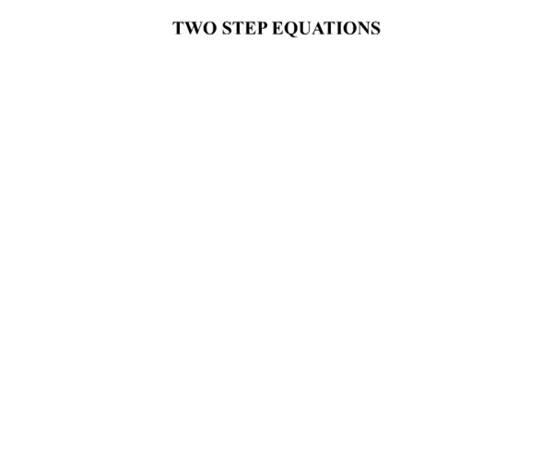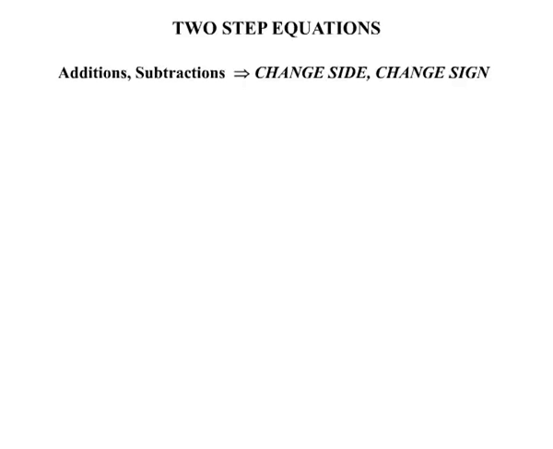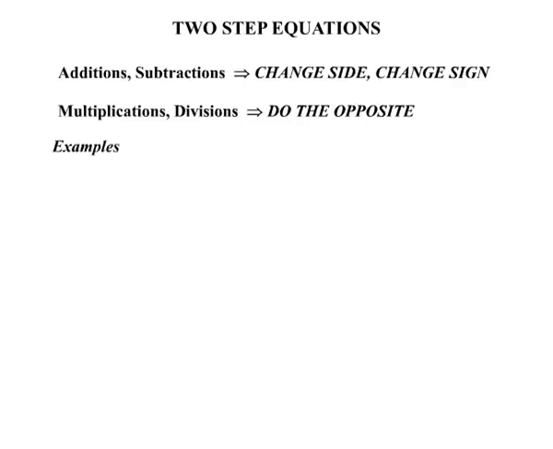Two-step equations. Now, for additions and subtractions, we use the idea that we change the side and change the sign. For multiplications and divisions, we do the opposite. So that's what we've seen in our previous lessons. Now we're going to combine them. Let's look at some examples.